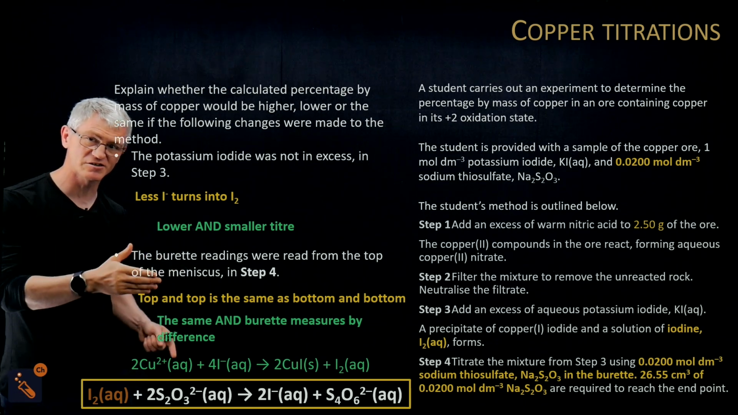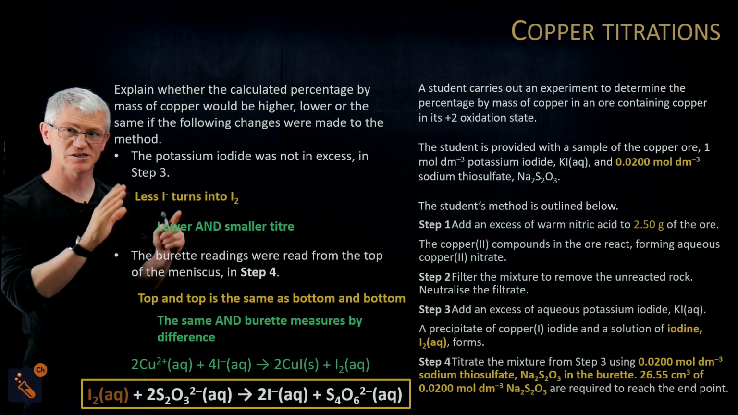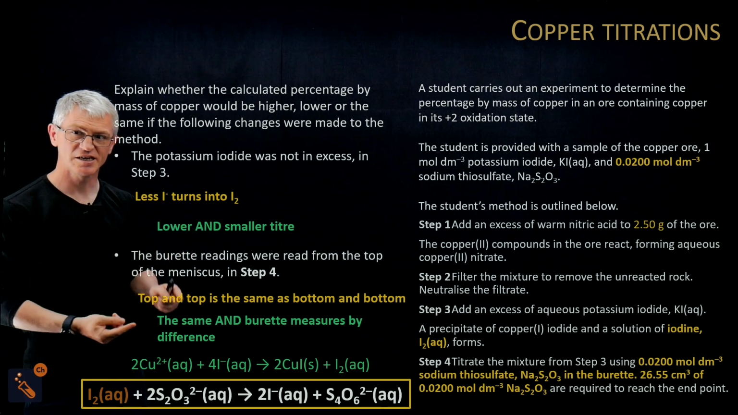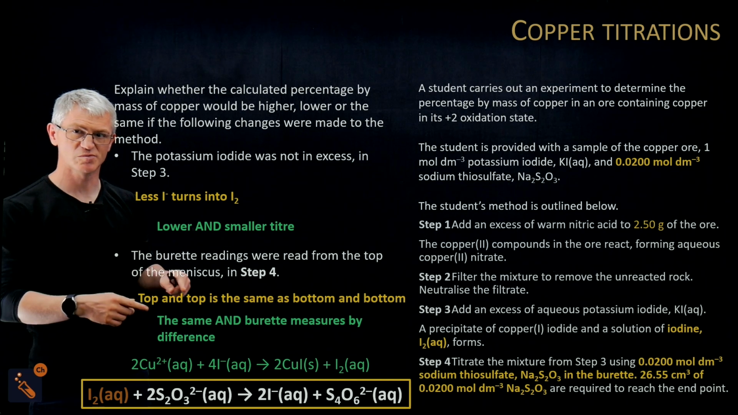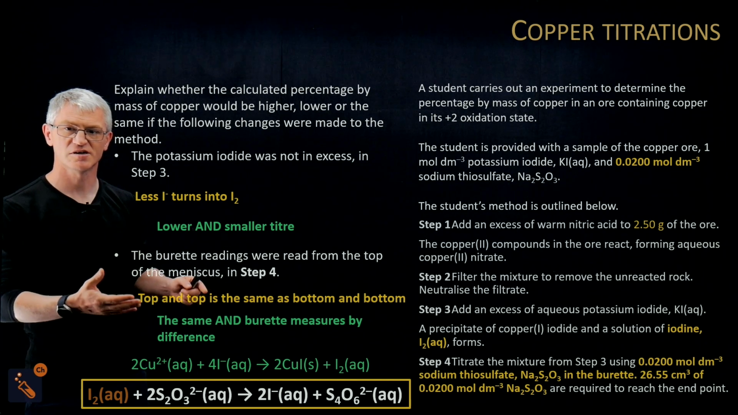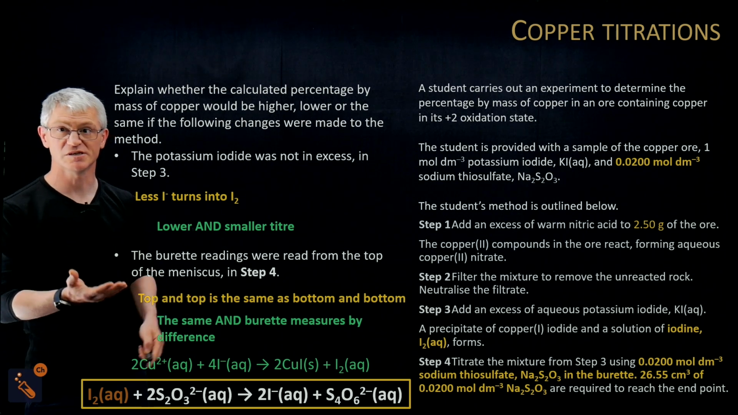So your classic answers to both of these are, if the potassium iodide was not in excess, you would get a lower and smaller titer. If the burette readings were from the top of the meniscus, you would get no difference whatsoever. And that would be that.